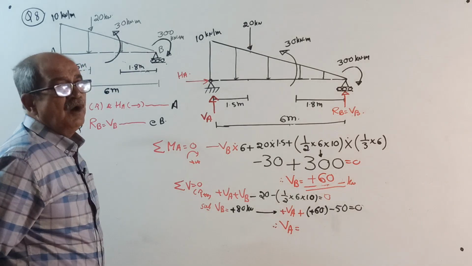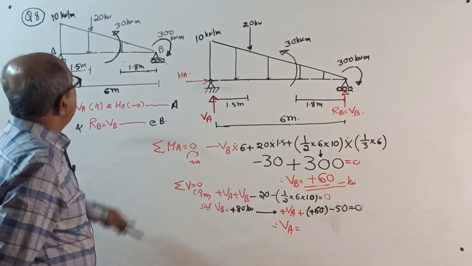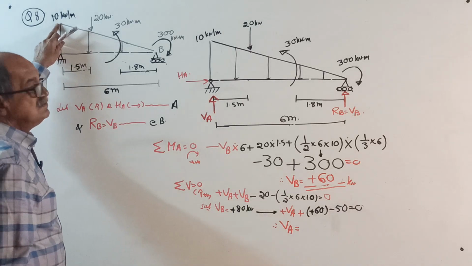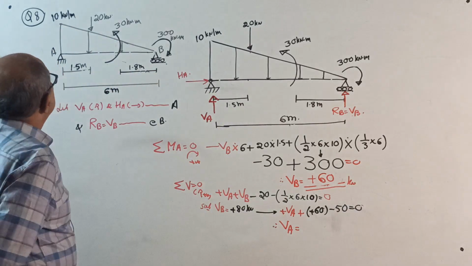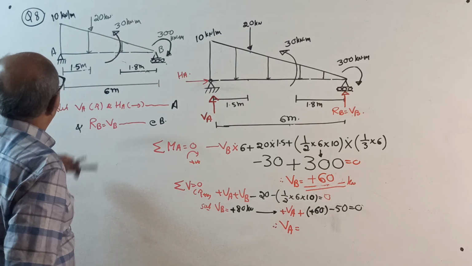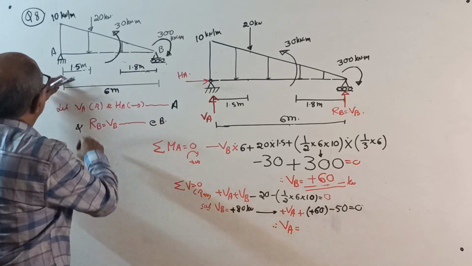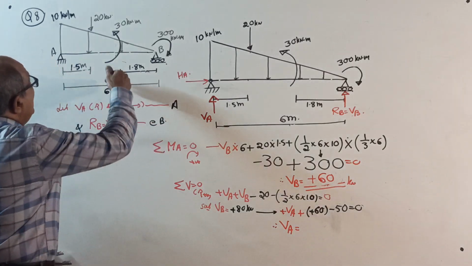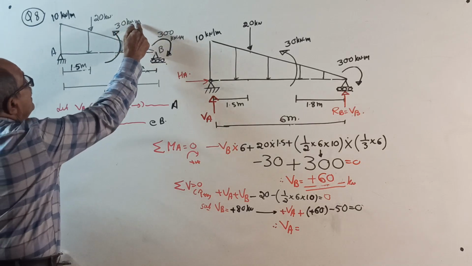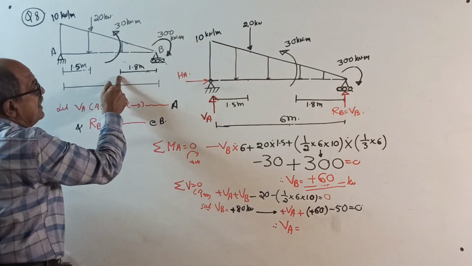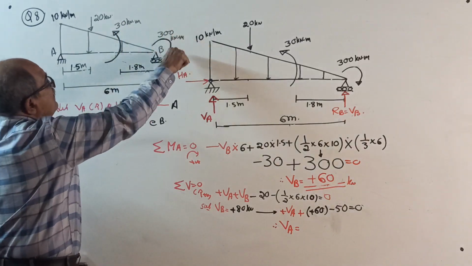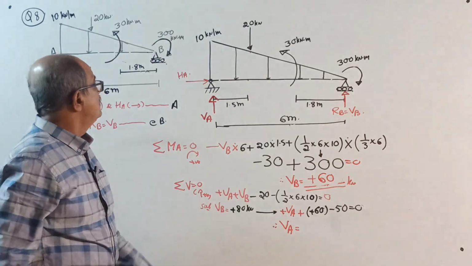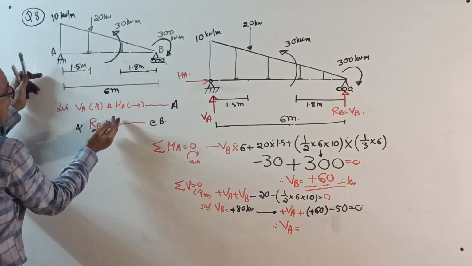It is loaded by a uniformly varying load of intensity 0 at right end and a maximum of 10 kN per meter at the left end, and a point load of 20 kilonewton at 1.5 meter from left end. Further, there is an anti-clockwise couple of 30 kilonewton meter at 1.8 meter from right end, and also a clockwise couple of 300 kN meter at the right end. Over. Find reactions. That is VA, HA and VB.